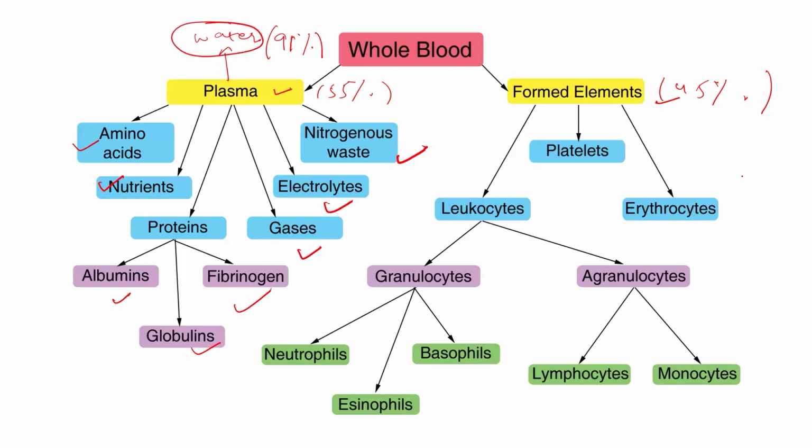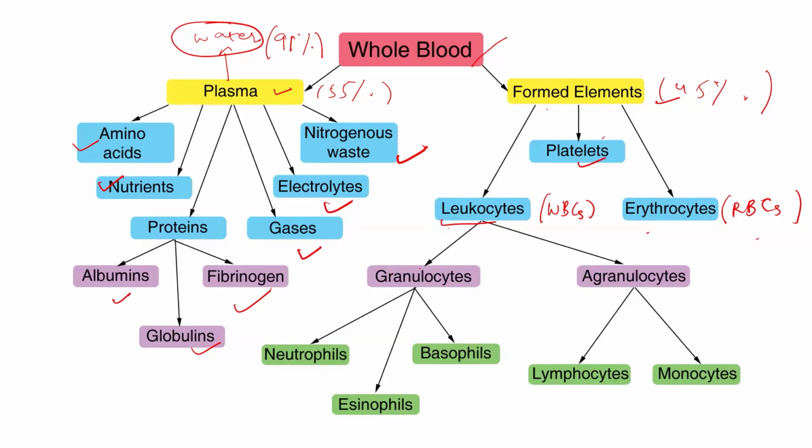The next composition of the blood is the formed elements. Formed elements mainly consist of erythrocytes, which are RBCs, leukocytes, which are WBCs, and the platelets. So erythrocytes are the RBCs, platelets help in blood clotting, and leukocytes are the WBCs that help in fighting against infection.